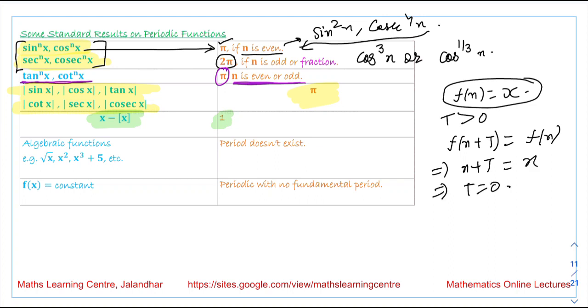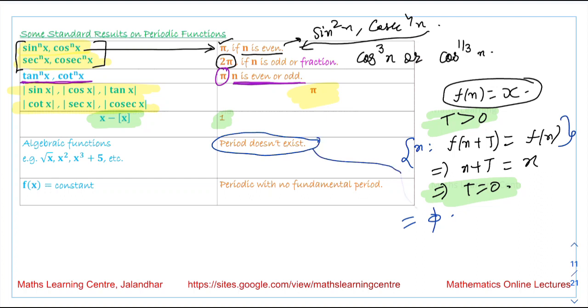But the condition that we have is that t should be greater than 0. It means the solution set is empty. So we are saying the period does not exist. You can check this for any such function over here. So for all these functions, these are not periodic.